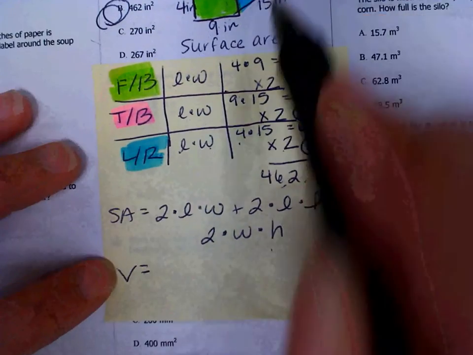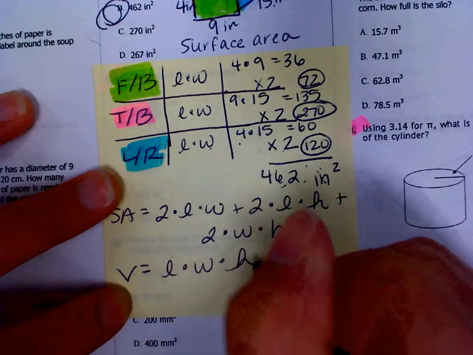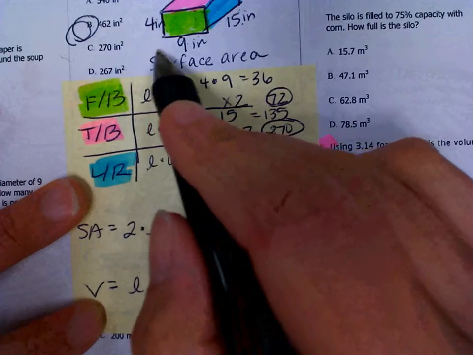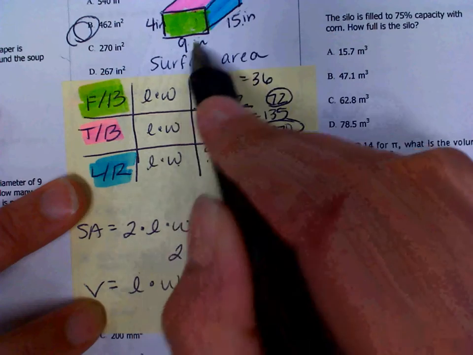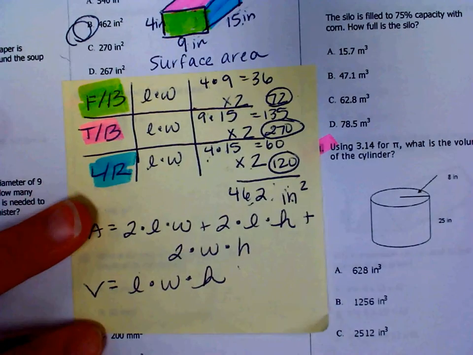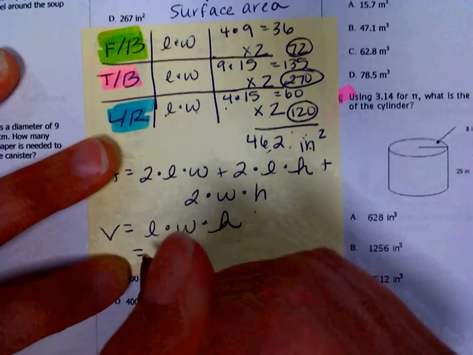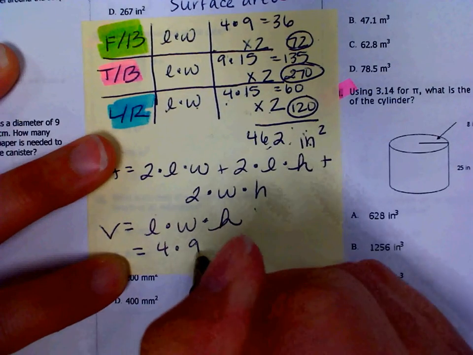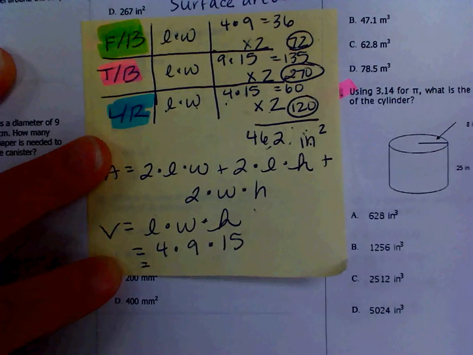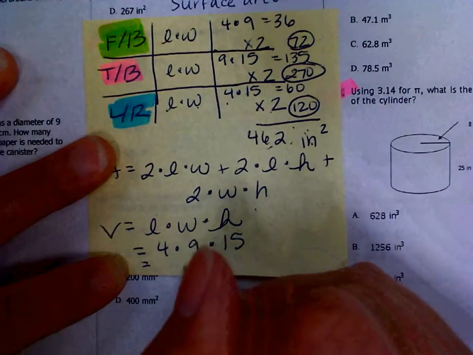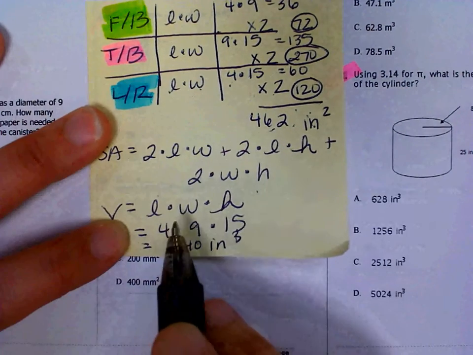The formula is length times width times height. If you think about the length being 4, the width being 9, and the height being 15, you're really just multiplying those three values together, which is the shortcut that most of you will remember. So you come down here, fill in your length, width, and height, 4 times 9 times 15, multiply those values together. You get 540, and it's inches cubed because you're multiplying by 3 different dimensions.